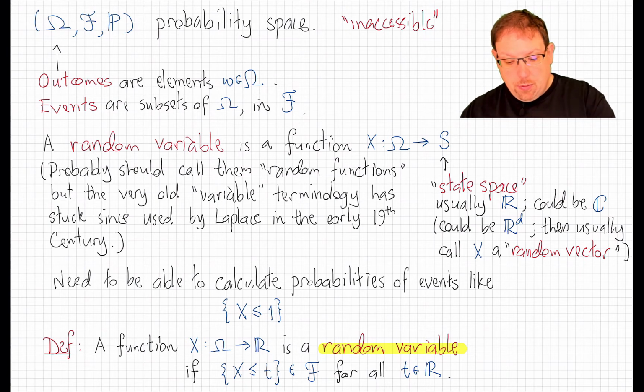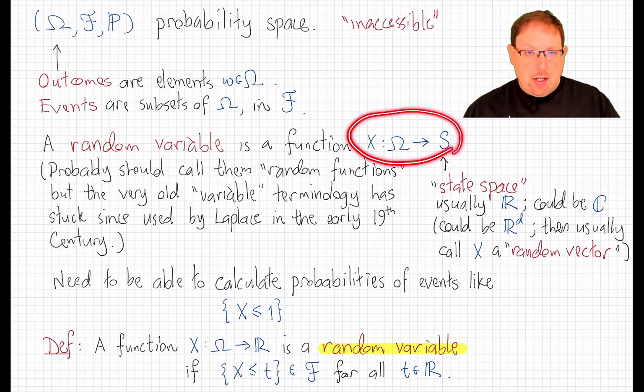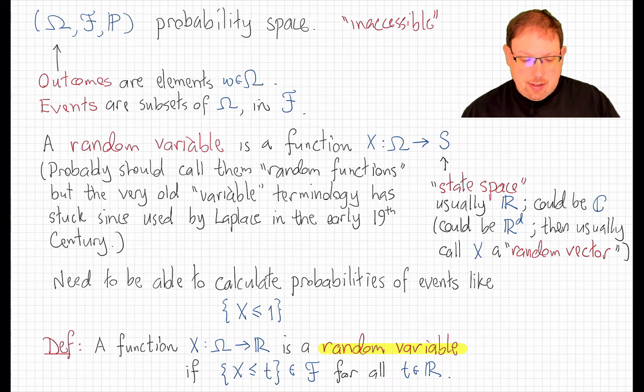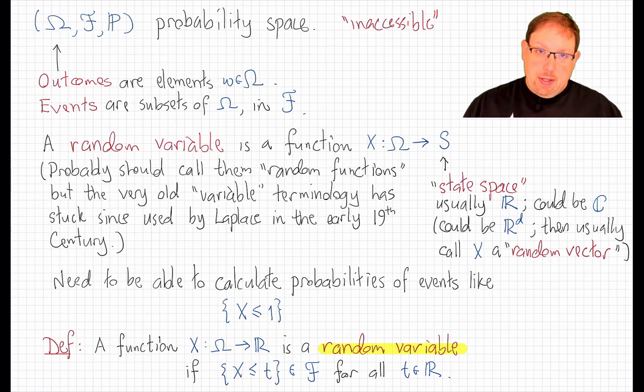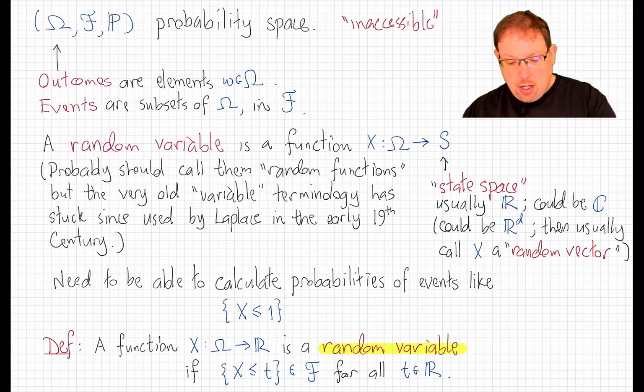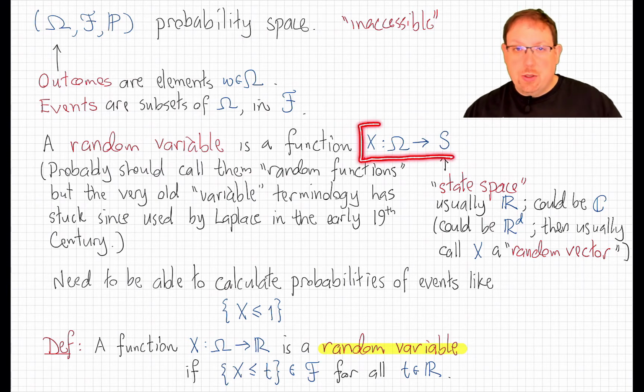Now, with this setup, we should really call these things random functions. But the term random variables has stuck for over 200 years since it was first introduced by Laplace in his treatise on probability in the early 19th century, and it may be even older. But let's be careful. Not any old function will do.